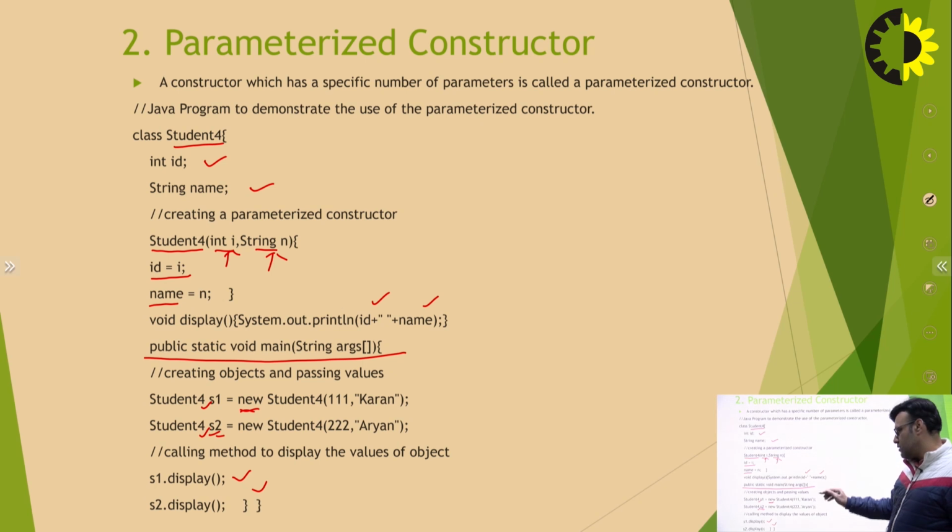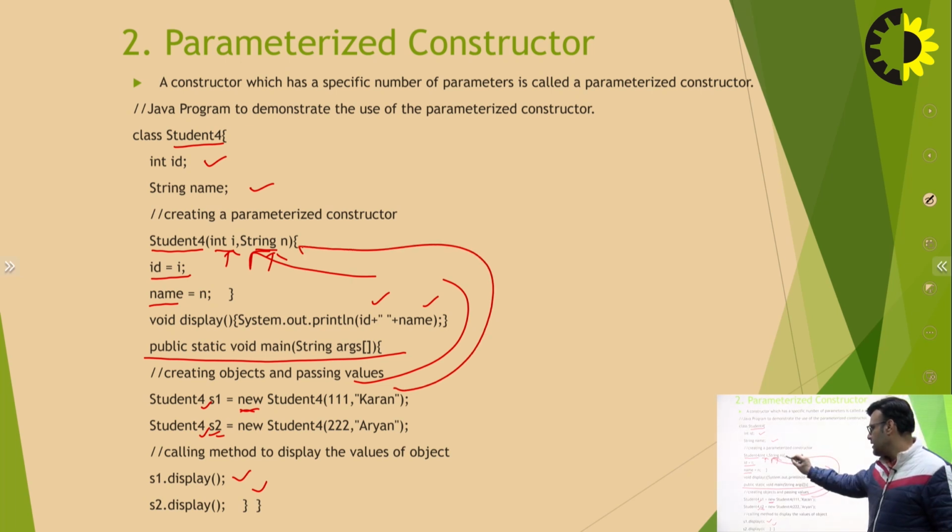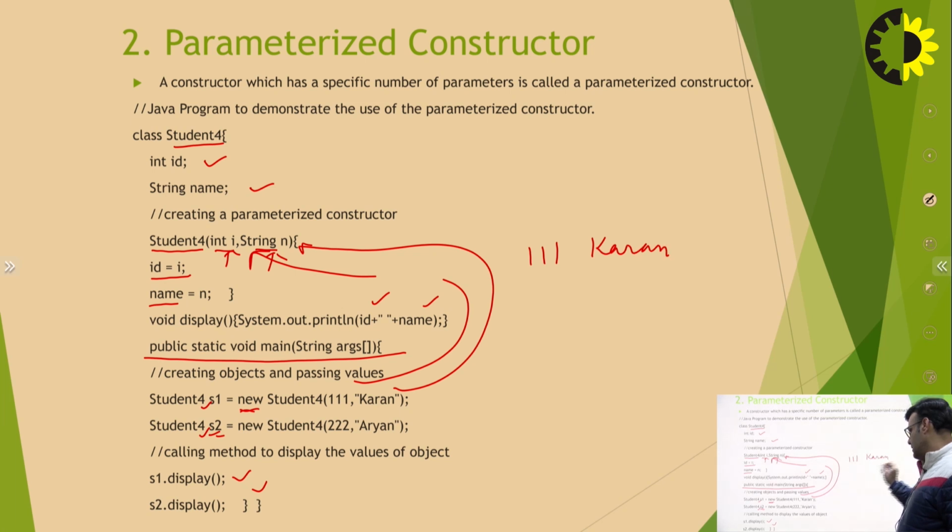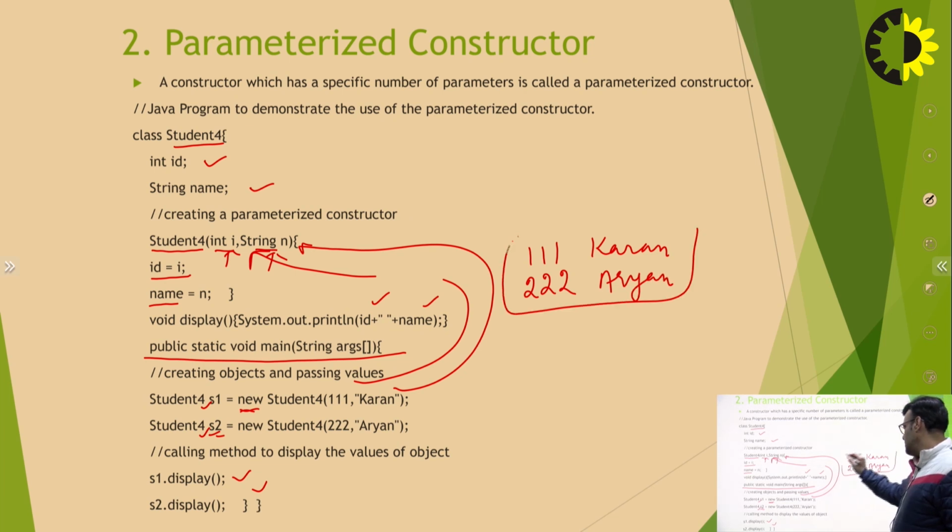Similarly, we are just going to run the program. Firstly it will print 111 Karan, then it will print 222 Arjun. This will be the output of this program. So here you see how values are passed with the help of a parameterized constructor.